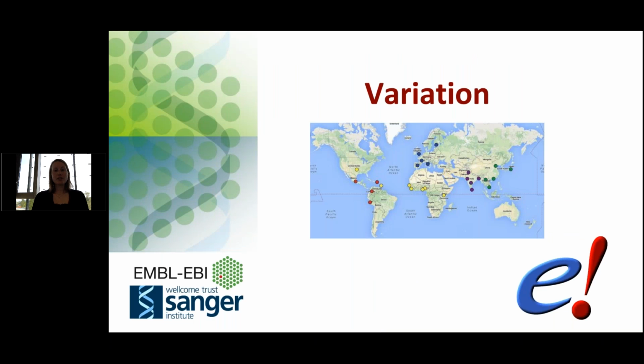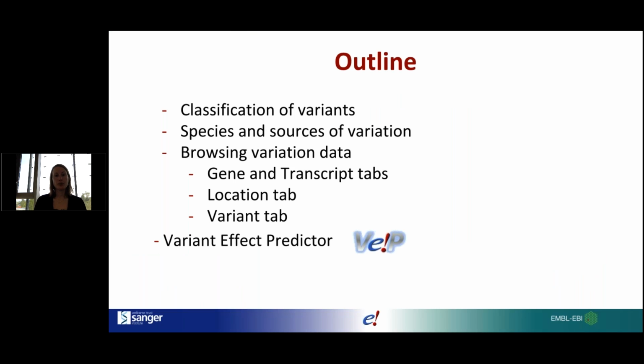Okay. So this takes me to today's presentation. Again, we'll be talking about variation data in this part of today's webinar. I'll start just by giving you a brief overview of how we classify variants in Ensembl, and I'll tell you a bit about the species for which we have variation data and also where those data come from. And then we'll go to the browser and I'll show you variation data in the Gene tab, the Location tab, the Variant tab, and the Transcript tab. Then we'll have another brief presentation and a demonstration on the website to show you how to use the VEP tool, the Variant Effect Predictor.